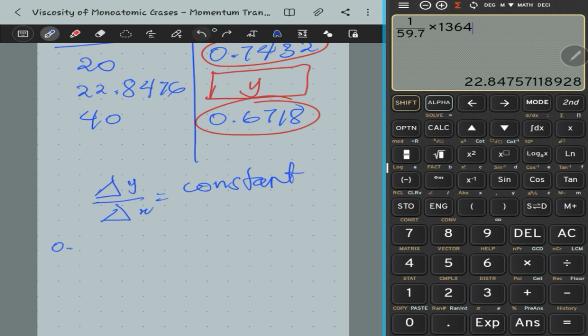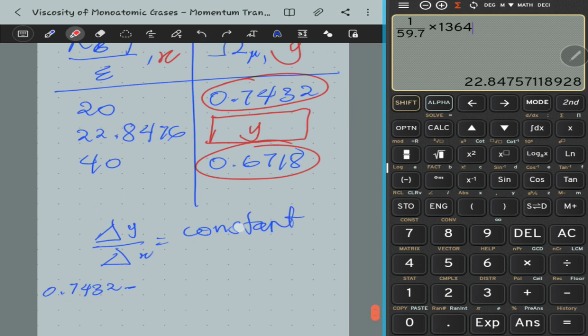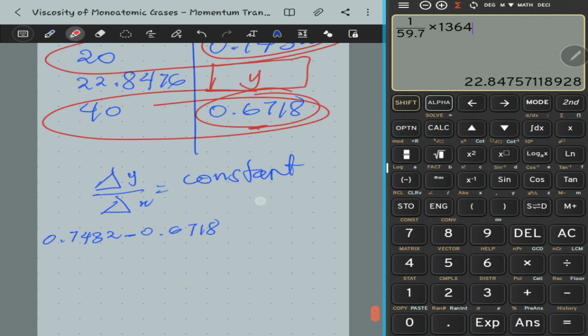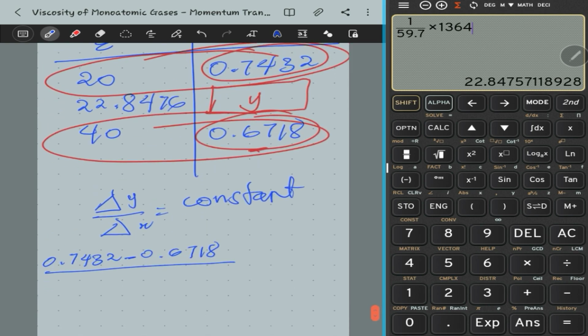So if I do 0.7432 and I subtract this y from it, because here is y, and the other side here is y, so if I do a difference in the y, I subtract 0.6718, right? And I take the corresponding x. The corresponding x for the 0.7432 is 20. The x for the 0.6718 is 40, right? We are saying this is constant.